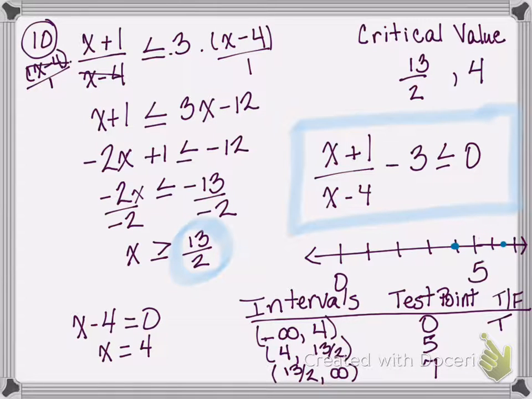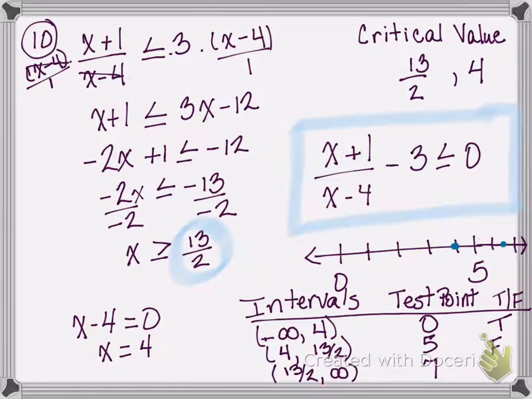Now, our next test point is 5. So that is going to give me 5 plus 1, which is 6, over 5 minus 4, which is 1. So I end up with 6 over 1. 6 over 1 minus 3 is positive 3. Positive 3 is not less than or equal to 0. So that gives me a false statement. Okay, so that makes it false. So that means that interval is not going to be part of my solution.